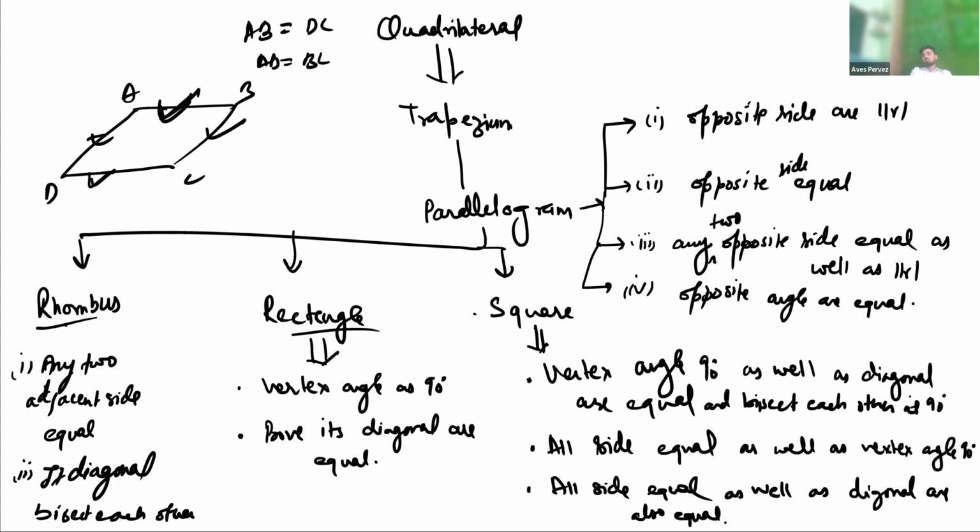Sir, one more shape is also there. A kite. What? Under parallelogram, one more shape is there. A kite. Now, kite is not in our syllabus. I'm going to discuss this one. Okay.